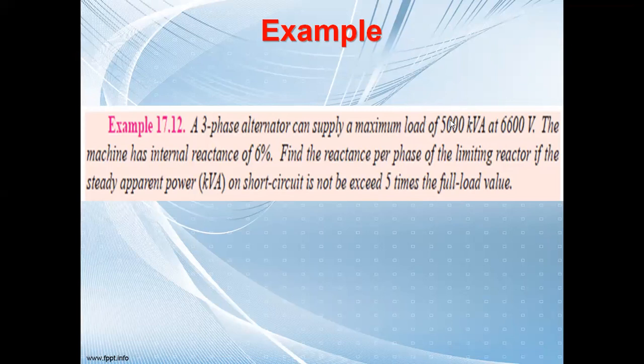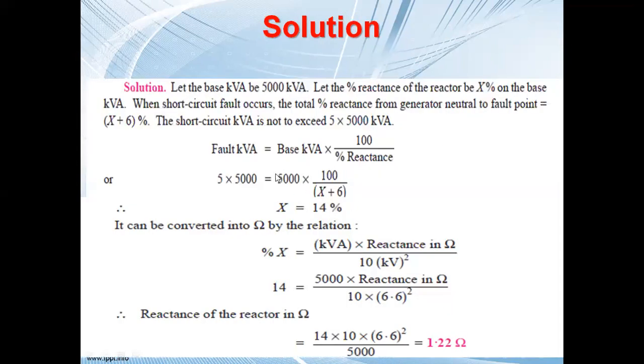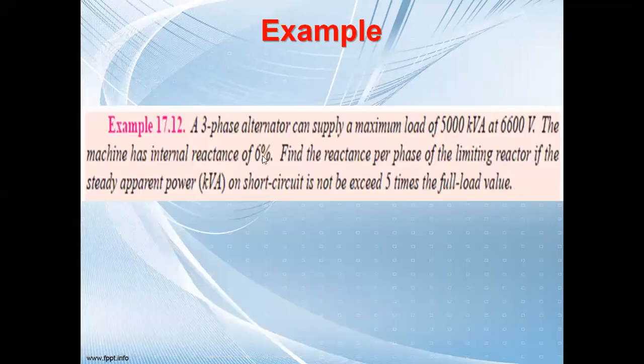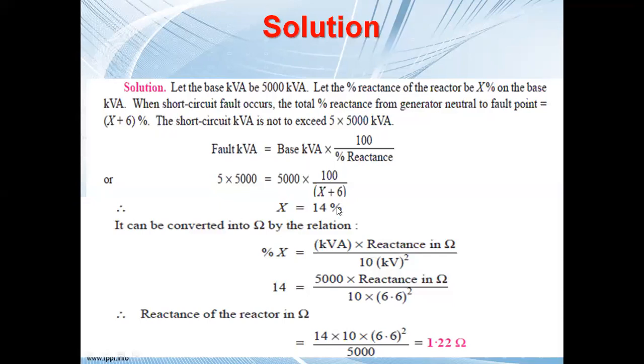Short circuit kVA is 5 times of the full load value. What is the full load value? It is 5000 kVA. So it is 5000 into 5. And this base kVA we have assumed 5000 kVA, 100 into percentage reactance. Percentage reactance is X plus 6, because X is the reactance of the reactor and 6 is the given generator internal reactance. So from there you can calculate the value of X.